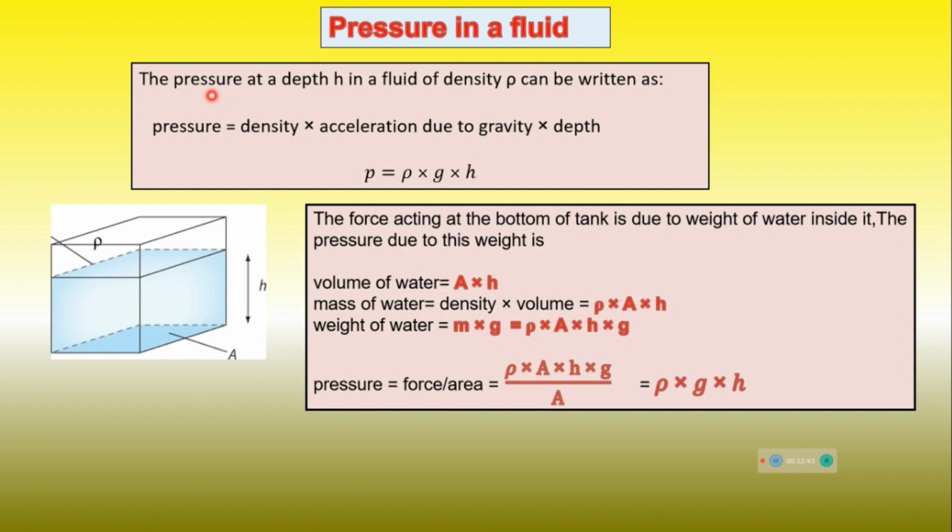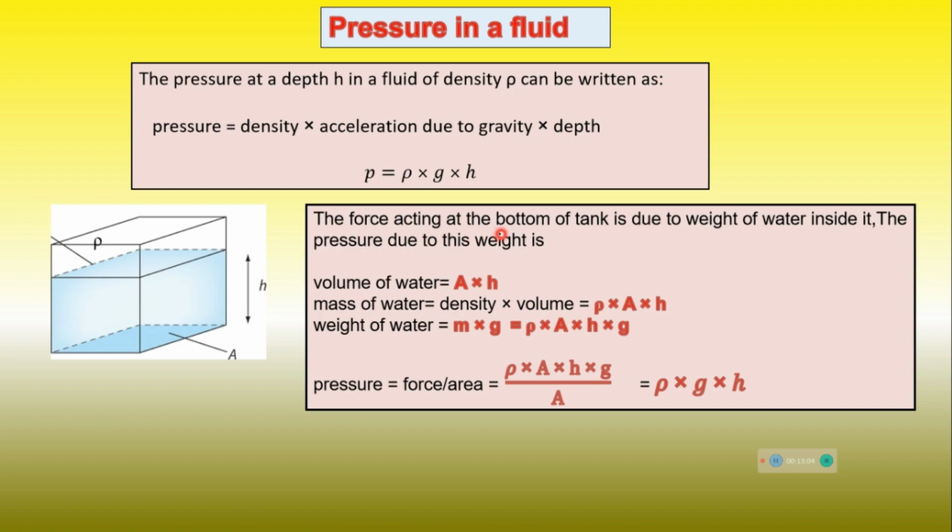Pressure in a fluid. The pressure at a depth h in a fluid of density ρ can be written as pressure is equal to rho gh, where rho is the density of the fluid, g is the acceleration due to gravity and h is the depth. So how can we derive this formula?